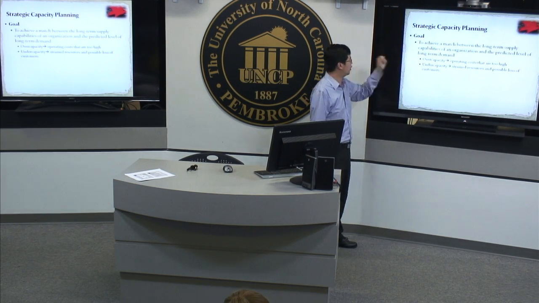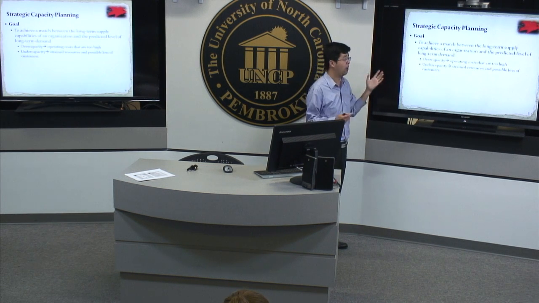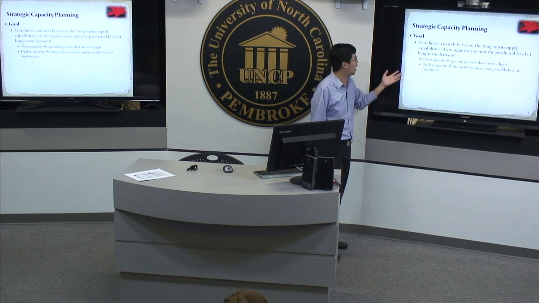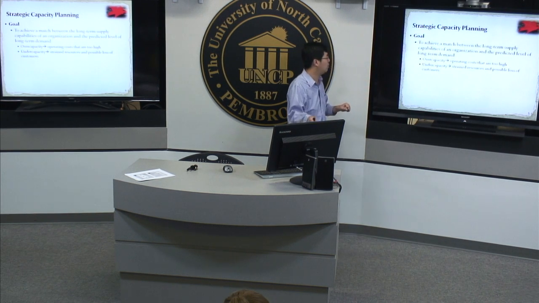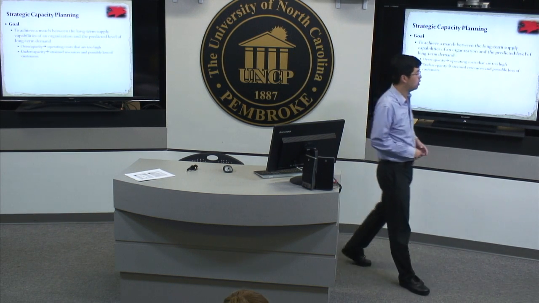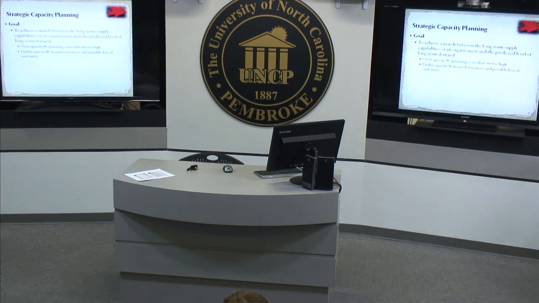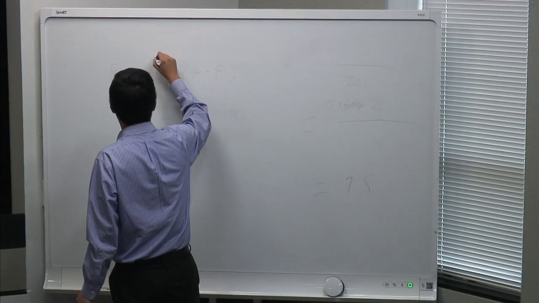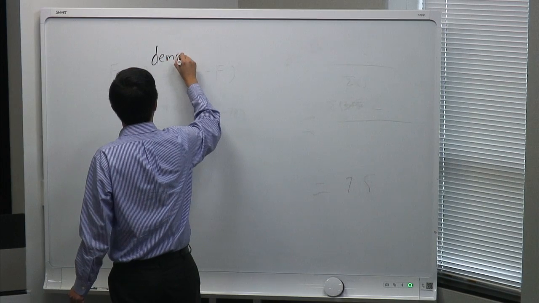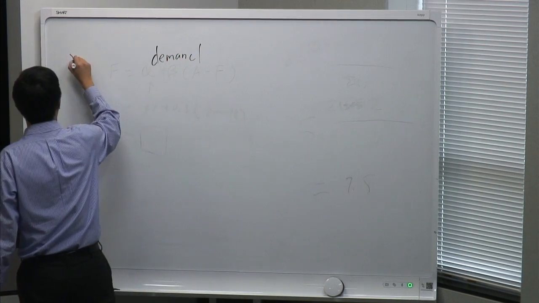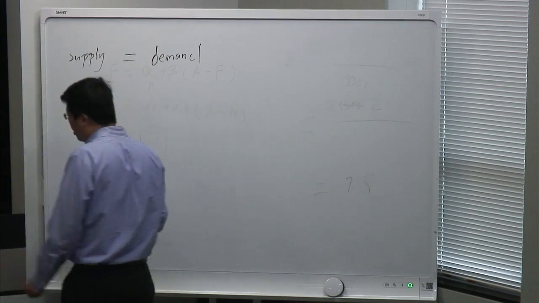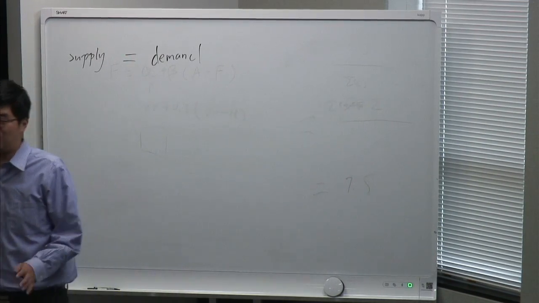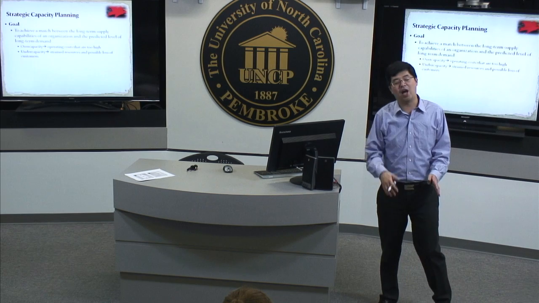The goal for strategic capacity planning is to achieve a match between the long-term supply capability of an organization and the predicted level of long-term demand. So you can see, after 1 month, we are still in the slides. If you still remember, in the first chapter, supply versus demand, right? Our goal is always here, in the slides of chapter 1. Match the supply with the demand.